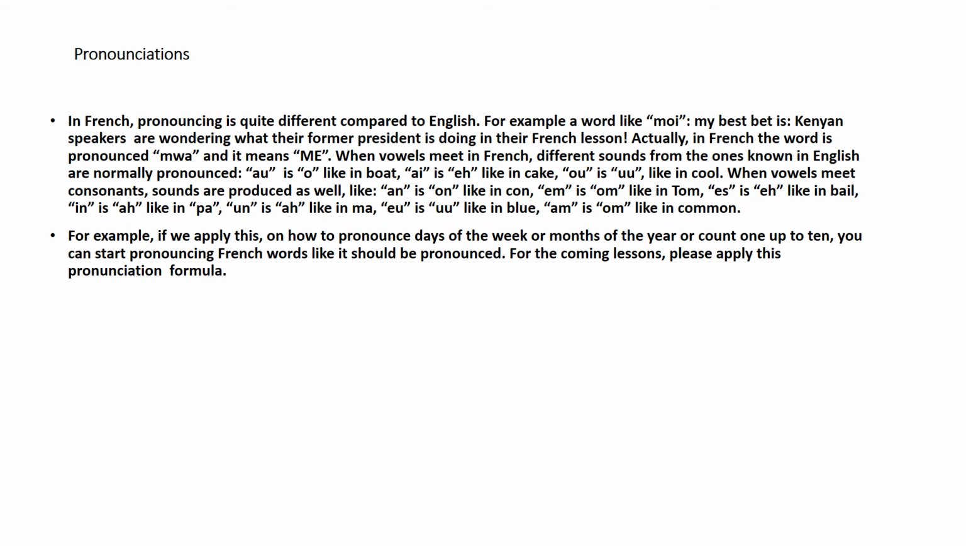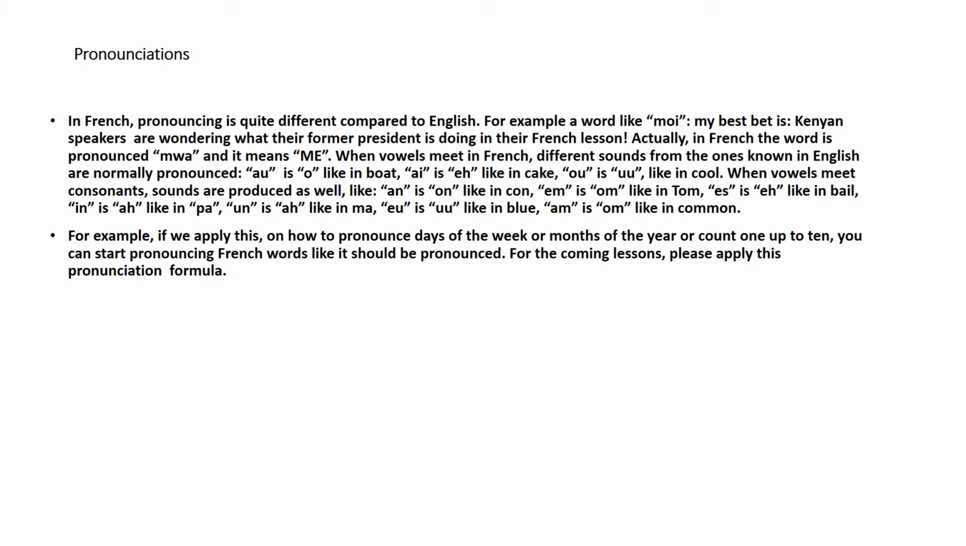Pronunciations. In French, pronouncing is quite different compared to English. For example, a word like moi. My best bet is Kenyan speakers are wondering what their former president is doing in their French lesson. Actually, in French, the word is pronounced moi, and it means me. When vowels meet in French, different sounds from the ones known in English are normally pronounced.